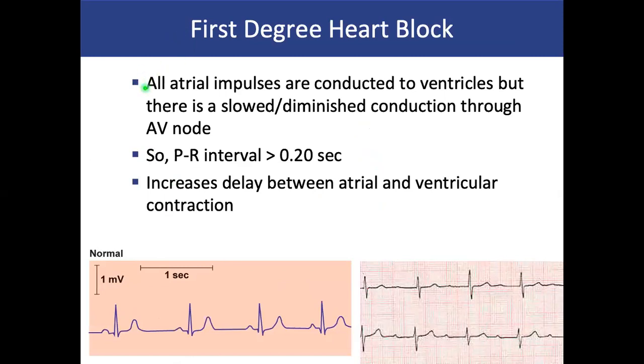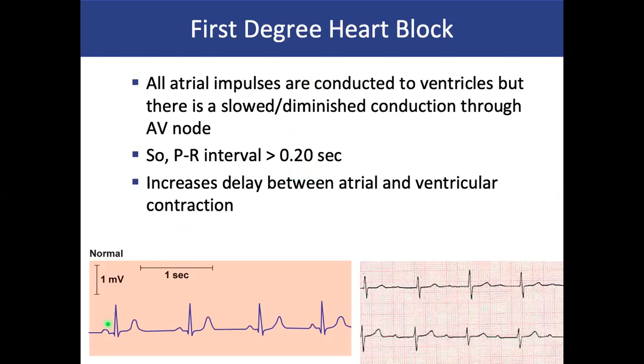It means that all the atrial impulses are conducted to the ventricles, but there's a slowed conduction through the AV node. So because the AV node is slightly damaged, impulses are still getting through. They're just not getting through as fast as they normally would. So your PR interval is greater than 0.2. It's taking longer to get through there, so PR is greater than 0.2.